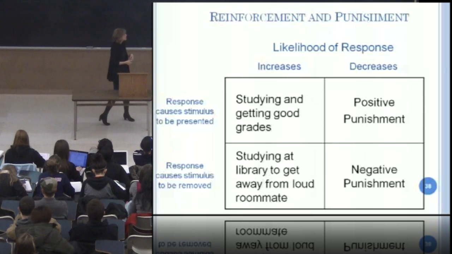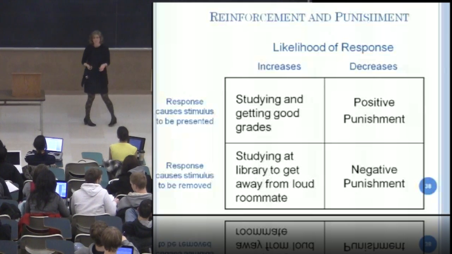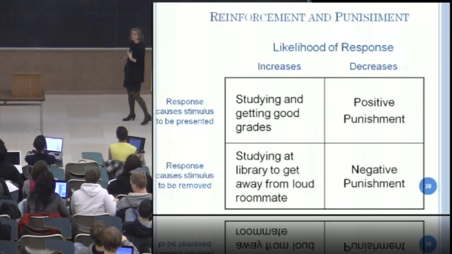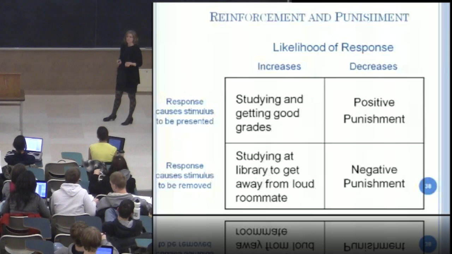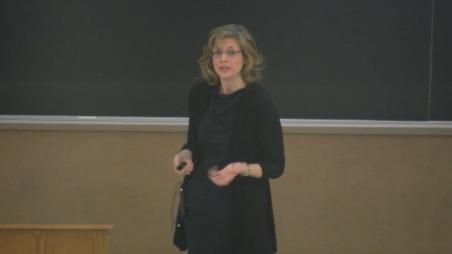Negative reinforcement. Again, you want to increase the behavior, but you want to take something away. So if you go to study at the library to get away from really loud roommates, that's going to increase the likelihood of you studying again because it's going to make it easier to focus, so you're more likely to study again in the future. You've still taken something away. You've taken away the loud roommates.